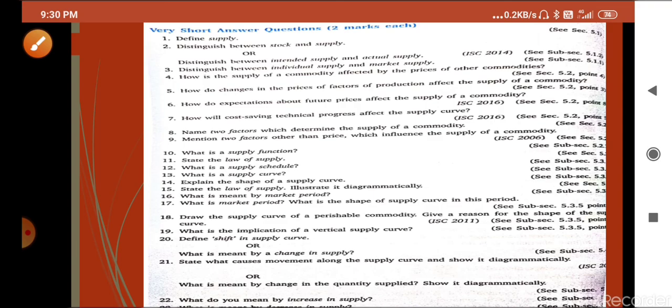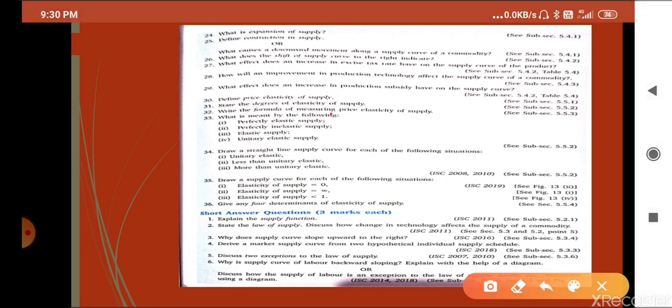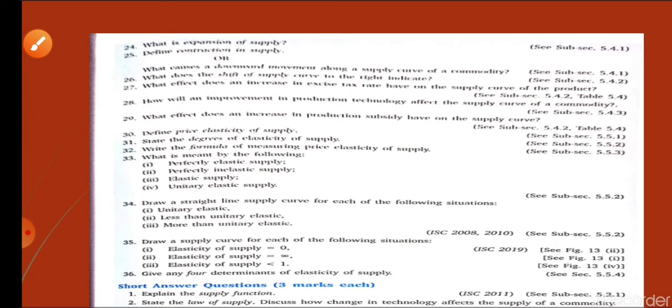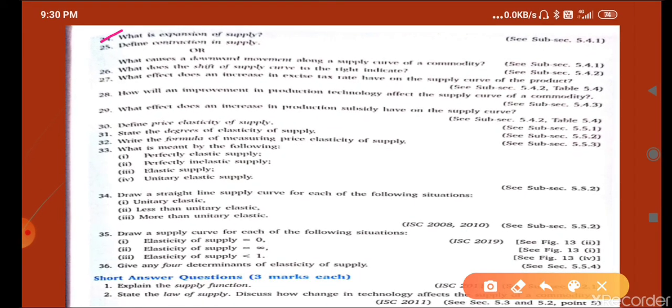Okay, on the next page, you have to complete question numbers, wait a minute, let me enlarge the page. You will complete question number 24, question number 27, question number 31, 34, 35, 36. So these questions you will complete.